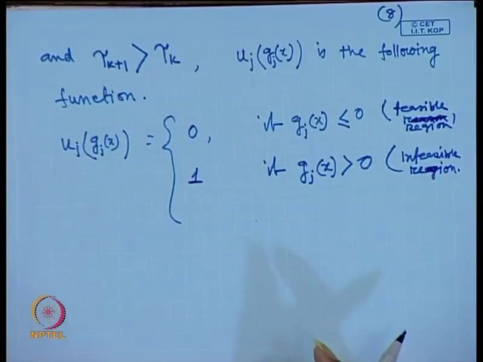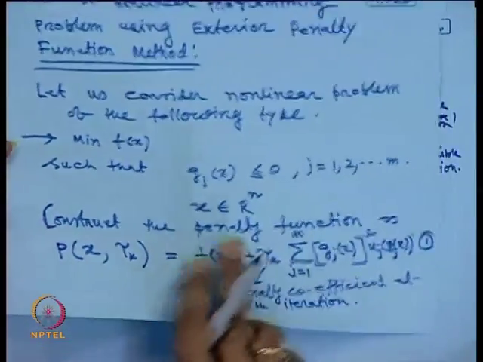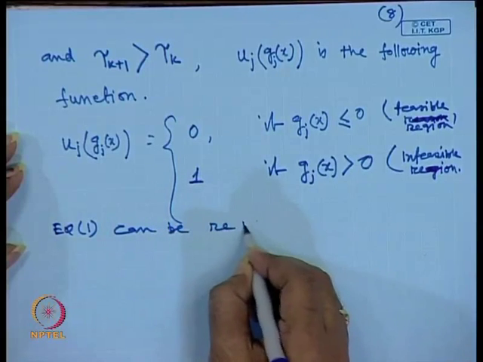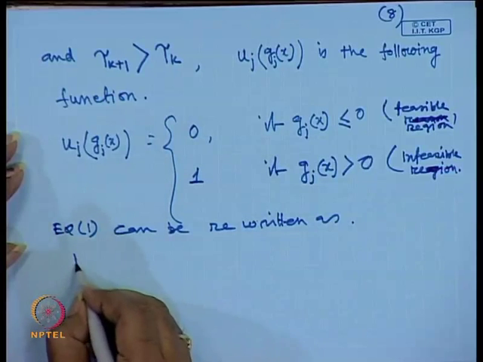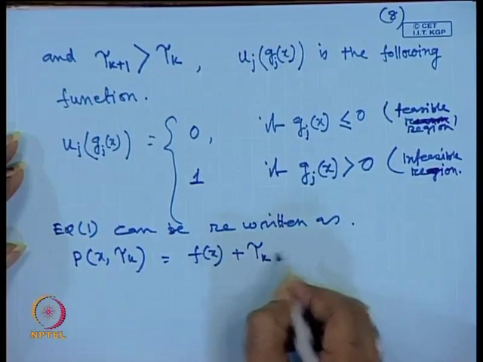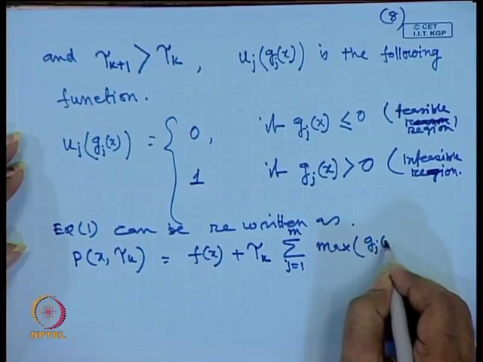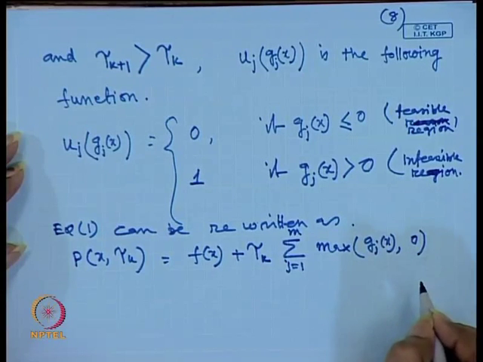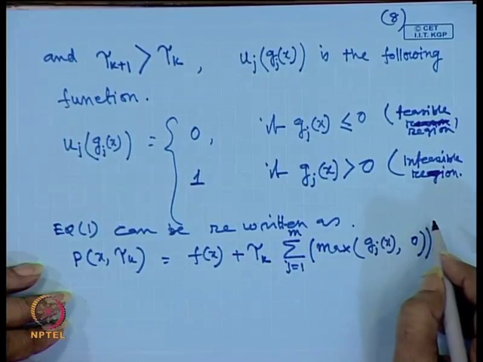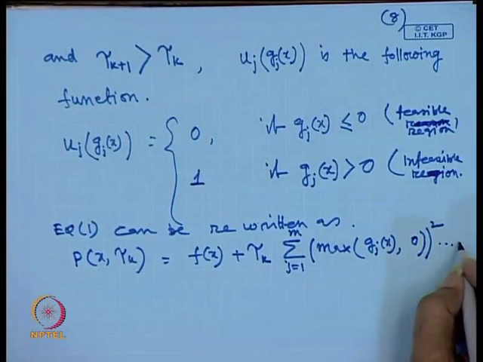Okay. So now, what will be the function? If you just look at this expression, consider this as equation number 1. Equation number 1 can be rewritten as P(x, tau_k) is equal to f(x) plus tau_k times the summation of j equal to 1 to m of max(g_j(x), 0), then whole square. Let us call this equation number 2.